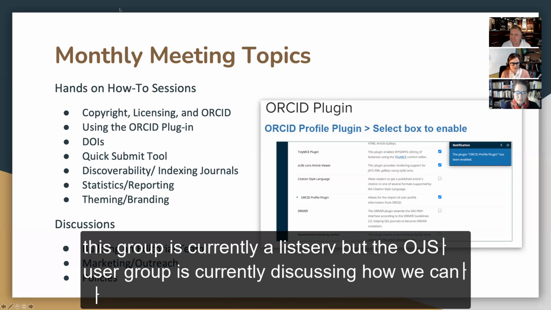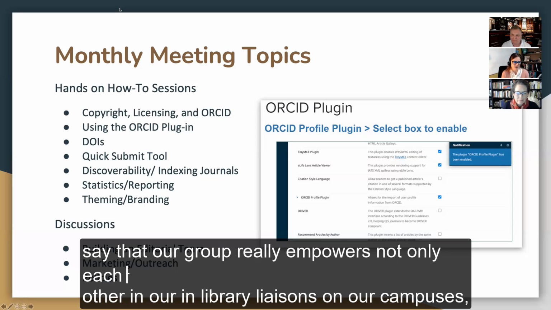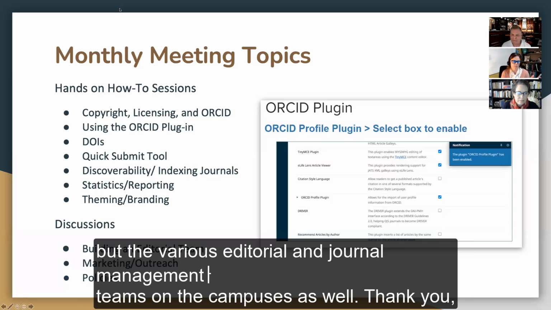At the moment, this group is currently a listserv, but the OJS User Group is discussing how we can further support them. So my concluding thought before I turn it back over to Kristi is to say that our group really empowers not only each other as library liaisons on our campuses, but the various editorial and journal management teams on the campuses as well.